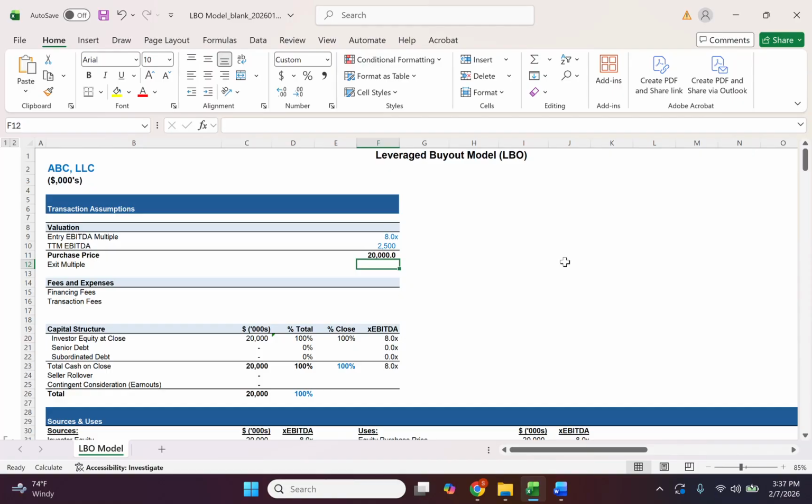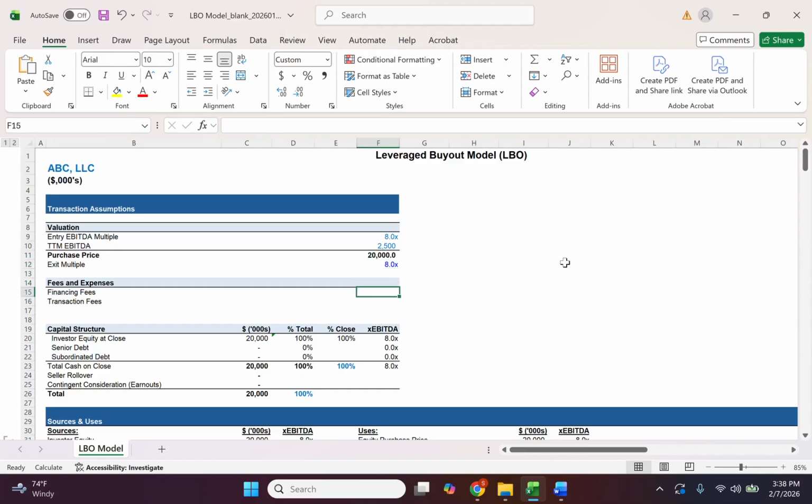I will also plug in an exit multiple of 8 times. For now, this is simply an assumption that the exit multiple is the same as the entry multiple. We are not yet assuming any type of multiple expansion at this stage. We will revisit exit dynamics later once we understand where value creation is actually coming from. So for now, I type in 8 times multiple.